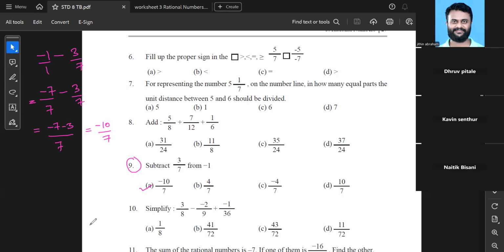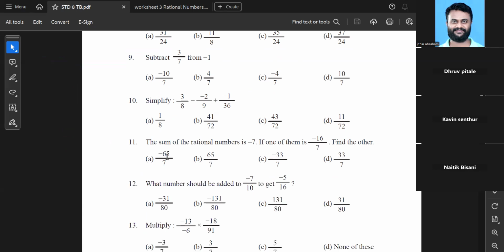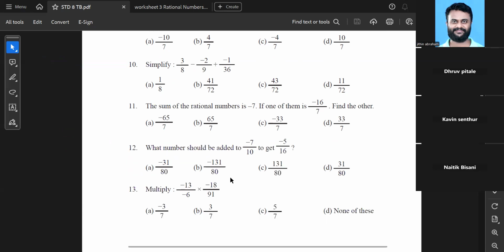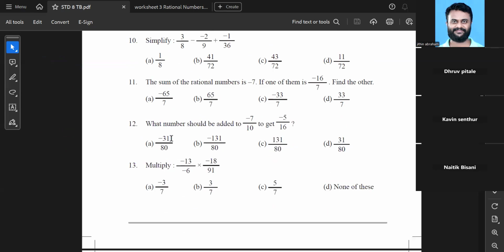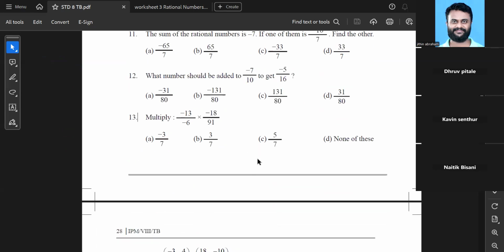For which I saw that many students had already given the correct answer. I really appreciate you guys. Let's proceed further. Okay, let's try to do some multiplication. Yeah, let's try to do question number 13. Do it and share your answer in the chat box, please. Only the options.